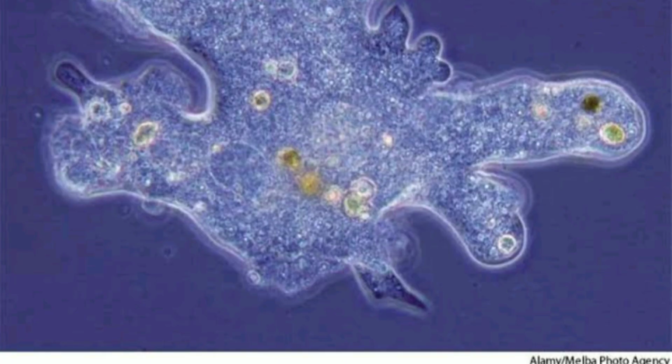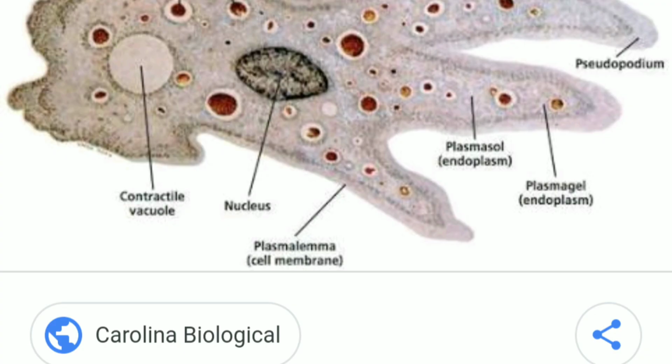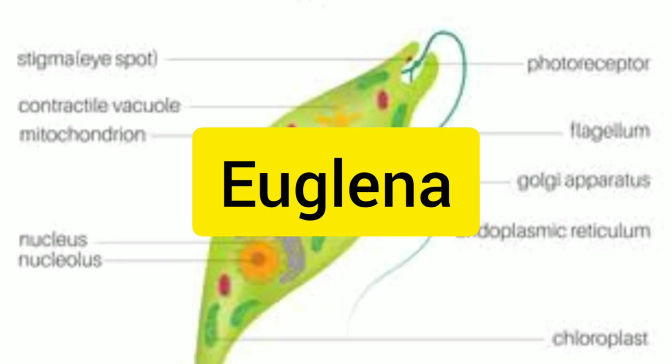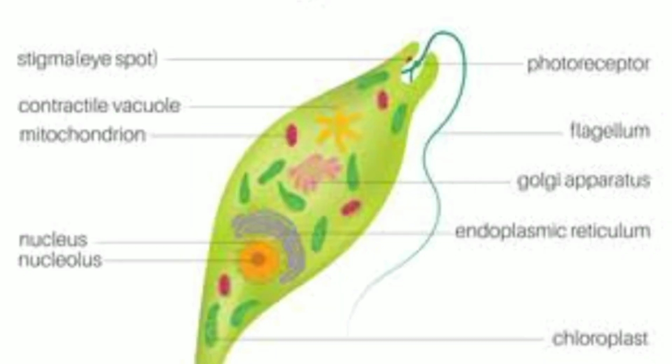The first one is amoeba. Can you see the amoeba? This is how it appears through the microscope. The next one is euglena. It has a long flagellum for movement. Can you see it?